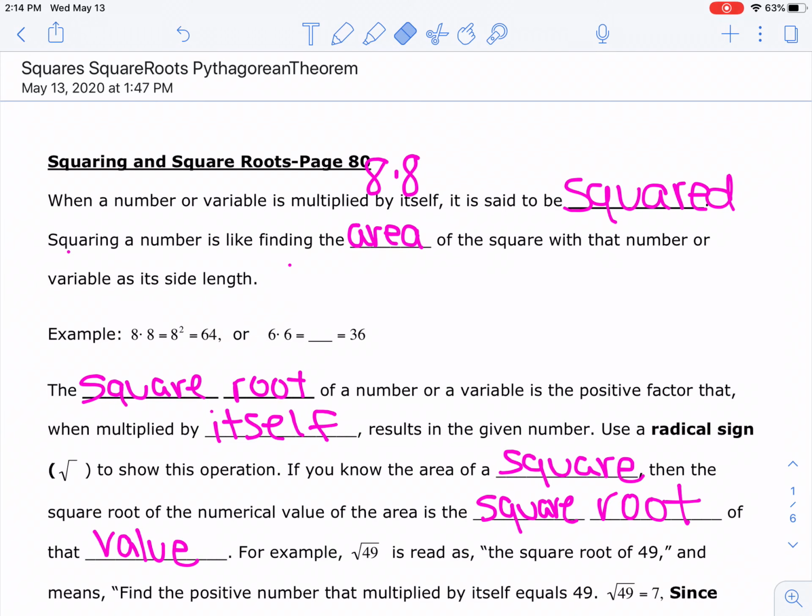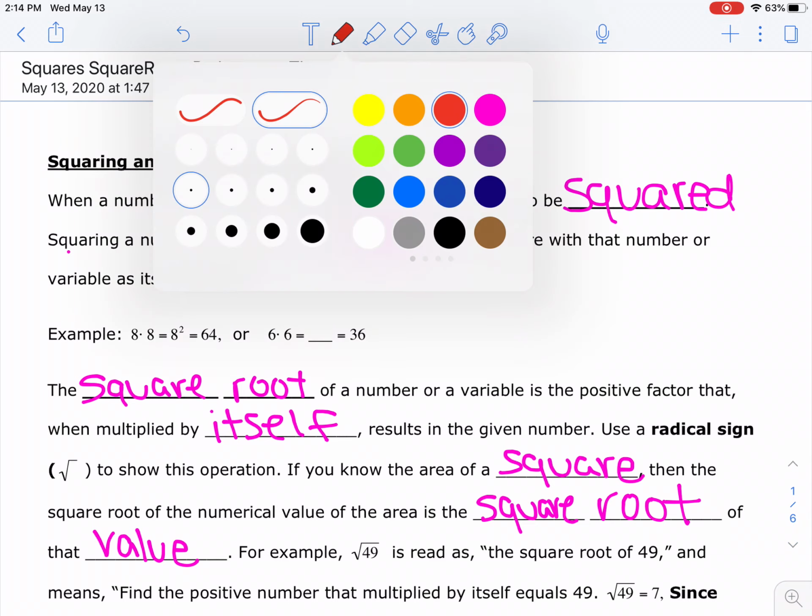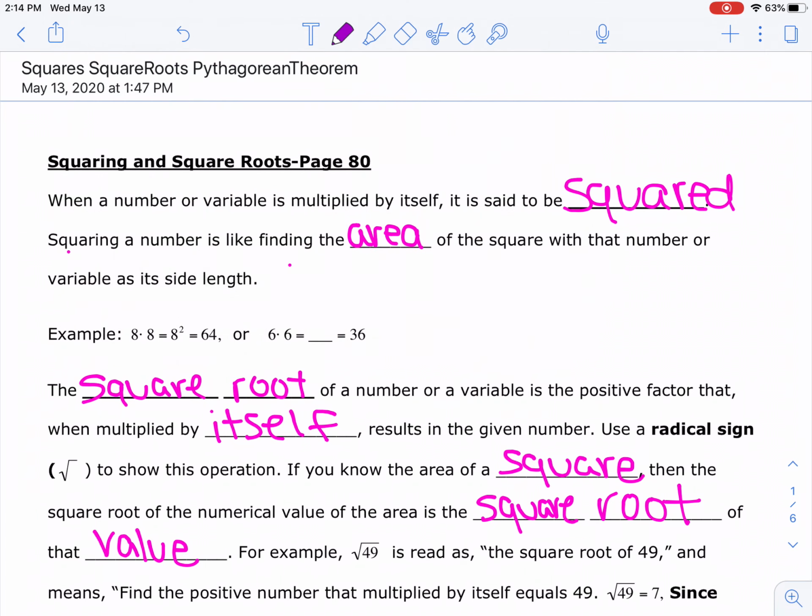All right, we're going to be taking a look at squares, square roots, Pythagorean theorem. So we're looking at this page. If you don't have it downloaded, please download it. And you're going to be filling it in as we go. Squaring and square roots, page 80.